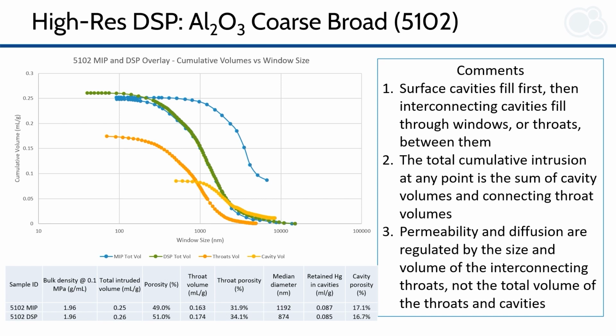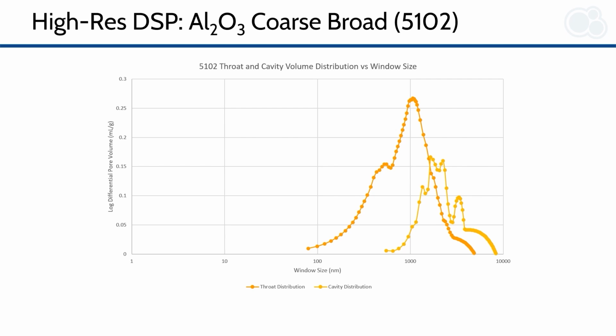Here we see the log differential curves for the cavity distribution in yellow and the throat distribution in orange. We can clearly see the difference in the distributions and see that there is more volume in the throats than there is in the cavities, and that some of the cavities are filled at lower pressures, larger diameters than the throats.